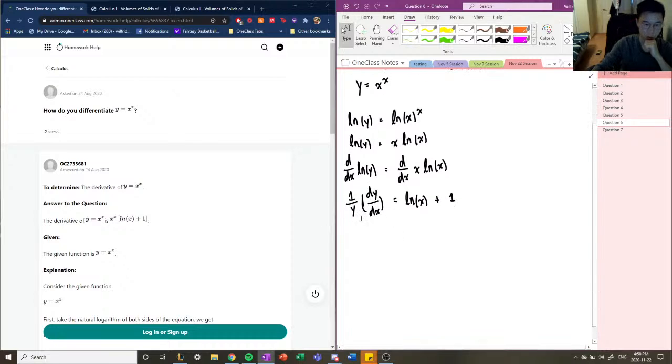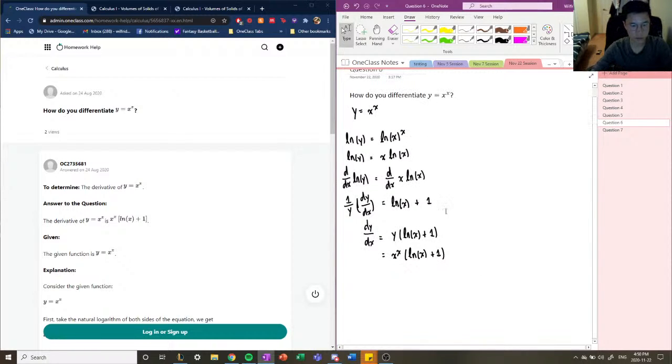Okay, cool. So isolating for dy over dx, we get y times (ln x plus 1). Okay, and now y equals x to the power of x, so we get x to the power of x times (ln x plus 1). So that's our derivative. We use implicit differentiation, and then we sub back in y after we implicitly differentiate it.